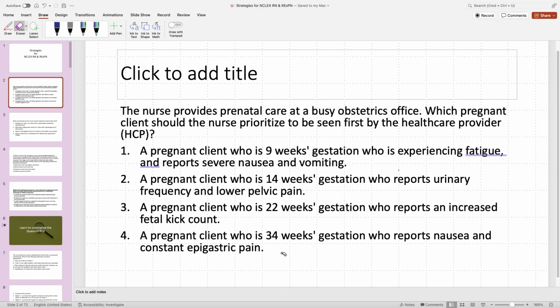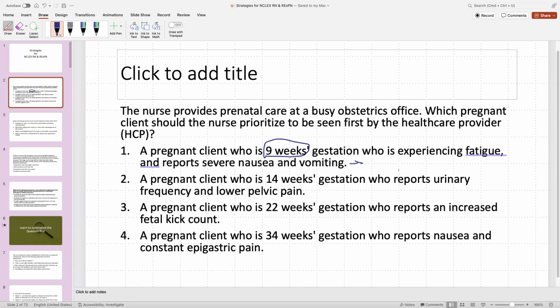Anyhow, prioritization questions we cannot eliminate, right? Yeah. Because that means all the four are important. You will choose the most important among the given four. You cannot eliminate anything in a prioritization question. So what you do is ask yourself, a pregnant client who is 9 weeks gestation. 9 weeks means it's maybe 2 months, right? Who is experiencing fatigue and reports severe nausea and vomiting.